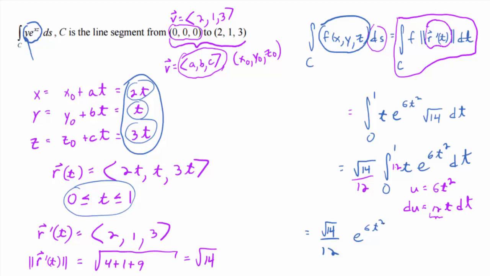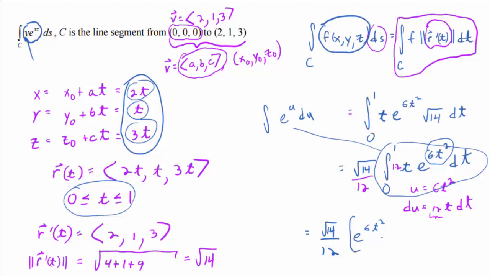Does everybody agree with that? Because if you actually make the substitution without the limits of integration, this part is e to the u, and then 12t dt is du, so it really is that simple. So you integrate e to the u, it's e to the u. Oh, but u is 6t squared. So you avoid the middleman of making the substitution.